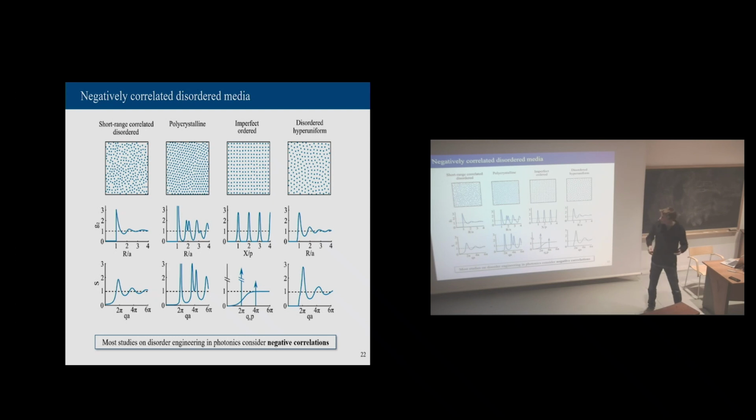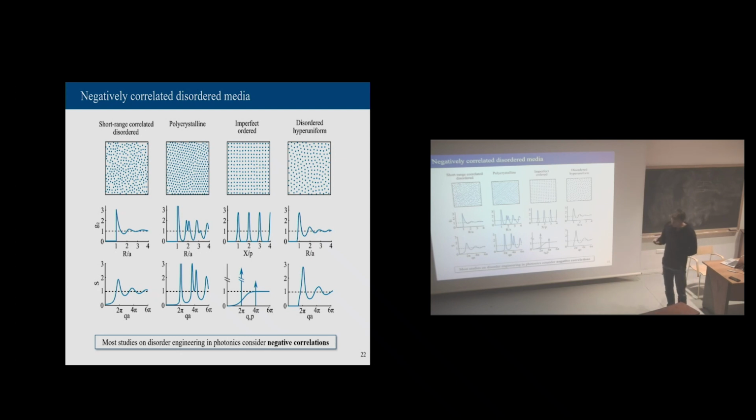So in this class of negatively correlated disordered media, there are different families as well. You can have short-range correlated, polycrystalline, imperfect ordered, disordered hyperuniform, and stealthy hyperuniform. Here I'm showing the pair correlation function that corresponds to all those systems. You see that the pair correlation always exhibits some kind of oscillations, and the structure factor close to 0 is always smaller than 1, or even equal to 0 on a certain range.